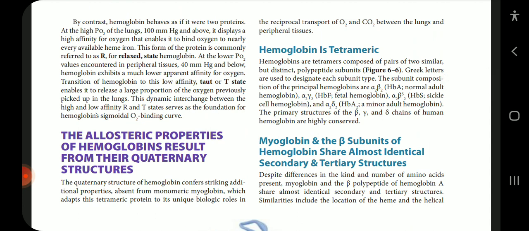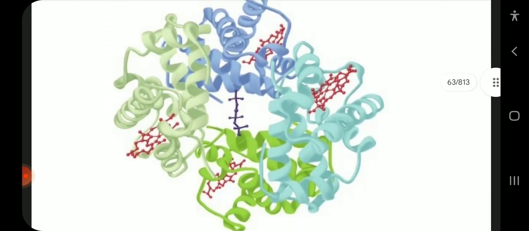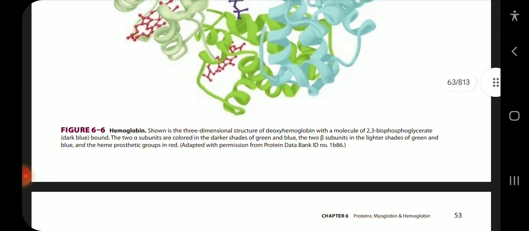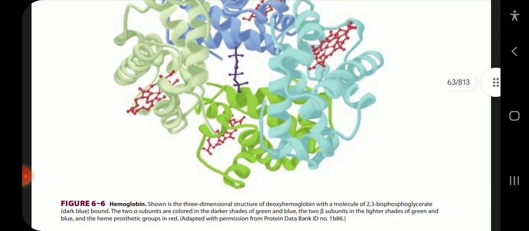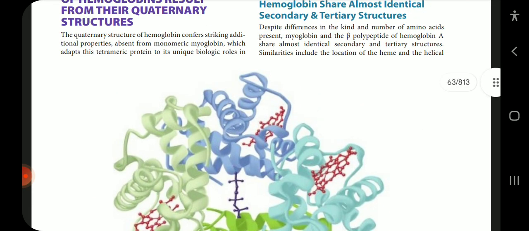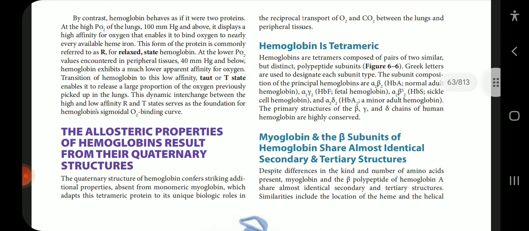Hemoglobin is tetrameric. Hemoglobins are tetramers composed of pairs of two similar but distinct polypeptide subunits, as we can see in this figure. Hemoglobin shown is the three-dimensional structure of deoxyhemoglobin with a molecule of 2,3-BPG, dark blue, bound. The two alpha subunits are colored in the darker shades of green and blue, the two beta subunits with the lighter shades of green and blue, and the heme prosthetic group in red. So, Greek letters are used to designate each subunit type.